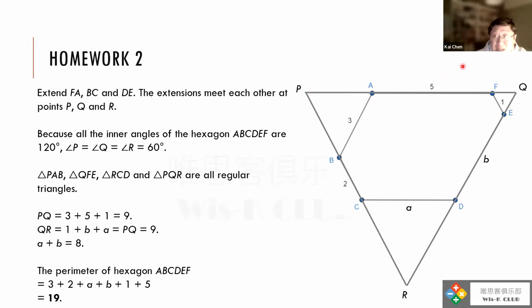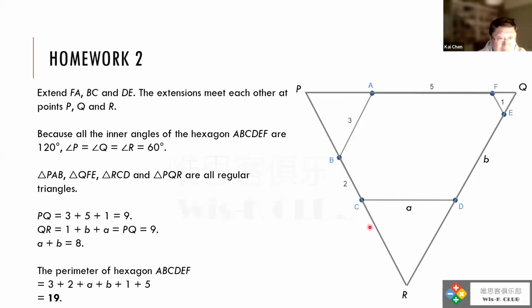So then we can say, okay, what is the length of, for instance, PQ? It is easy because PA is 3, FQ is 1, so PQ is 3 plus 5 plus 1. So basically, the length of this regular triangle is 9. It's 9. So by this, we know also the CD. What is the CD length? CD plus 2 plus 3 is 9.